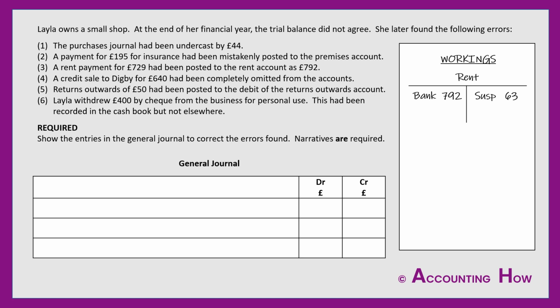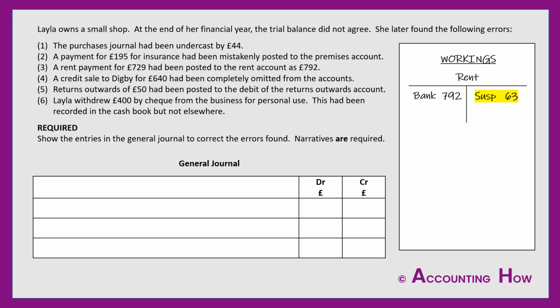So the difference is 63. There's only one account involved in the error, so this is going to be a non-CROPOC error. This, like the first error, has contributed towards Layla, or would have contributed towards Layla having a suspense account. And I need to send that 63 to the suspense account. So I'm crediting the rent account, which means I must be debiting the suspense account.